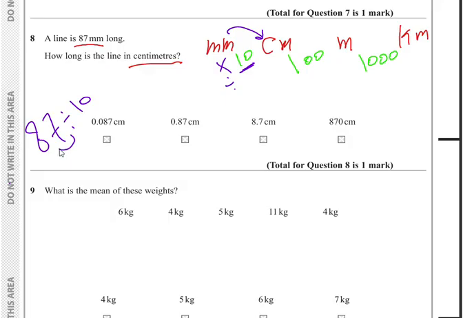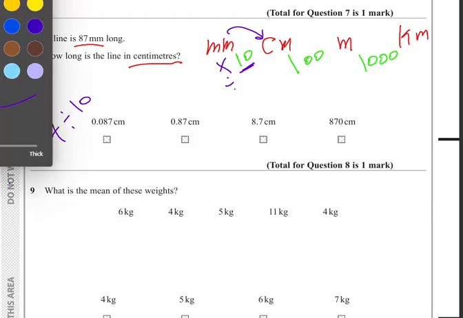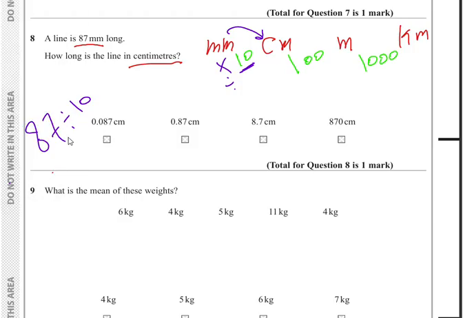Or move the step, or here's another thing. Whenever you divide a number, like 10, 100, 1000, you just go exactly one step. So this is 10, right? That means I go just one step right here. So it's going to be 8.7. There you go. Okay.